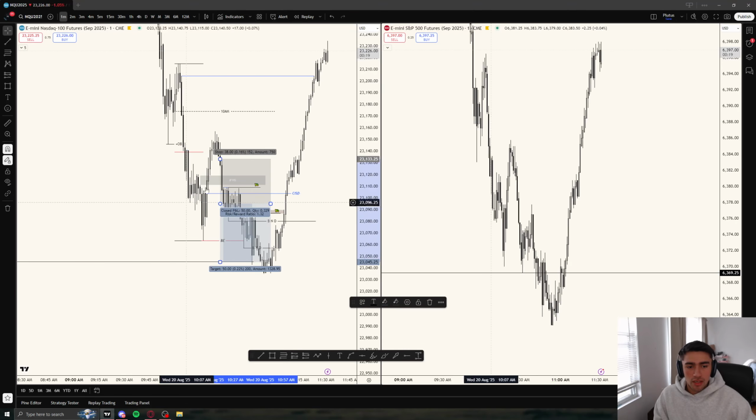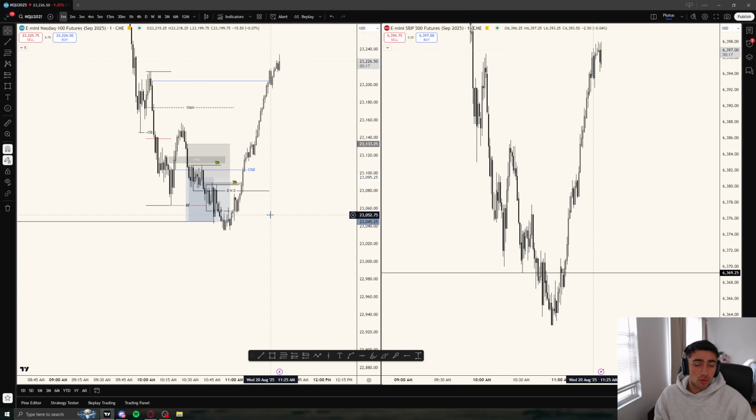So I ended up taking this short, and I made all my money back plus more because I ended up going heavier on this trade. But yeah, again, not the worst thing in the world.